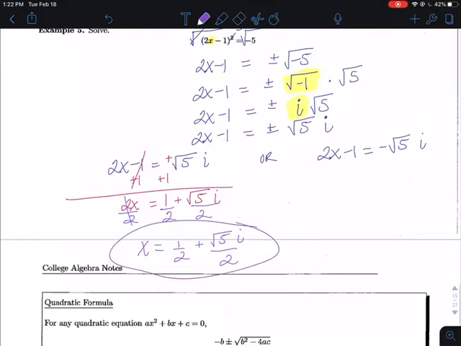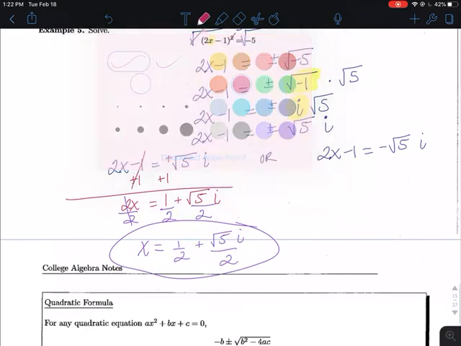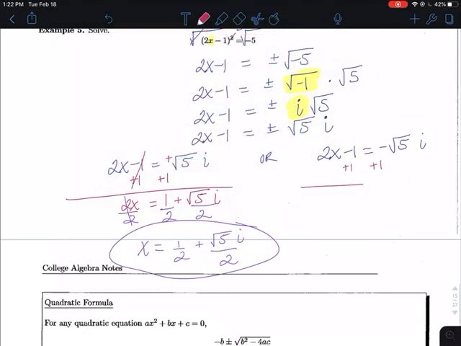And then the next one, I'm going to add 1 to both sides. So put 1 right in front of that negative square root of 5i. So 2x equals 1 minus square root of 5i. To get x by itself, divide both sides by 2. You would divide each individual term by 2 over here on the left side. So x equals 1 over 2 minus the square root of 5 over 2.